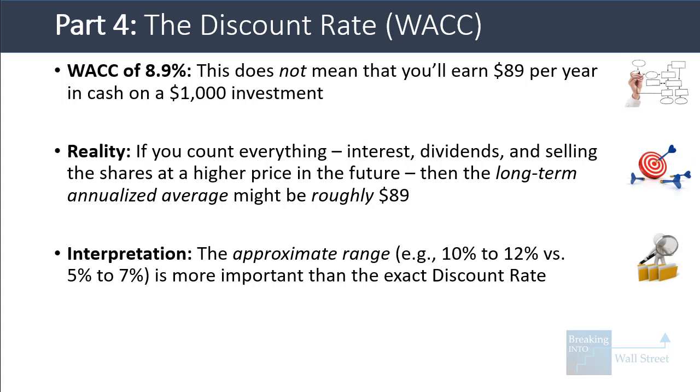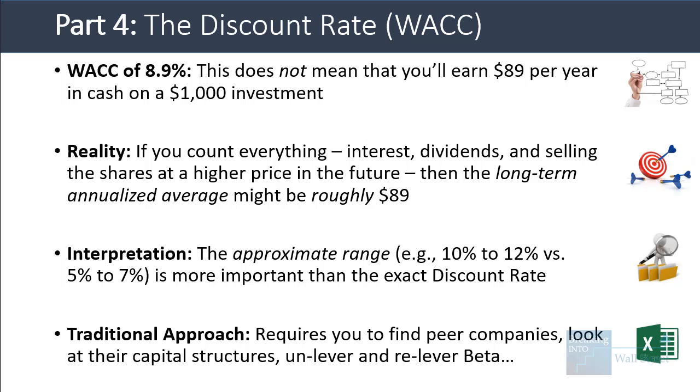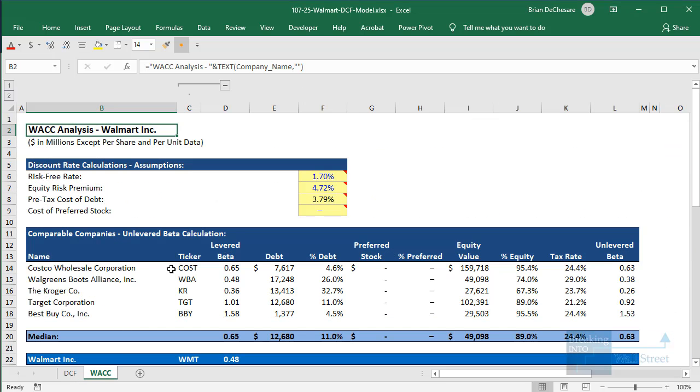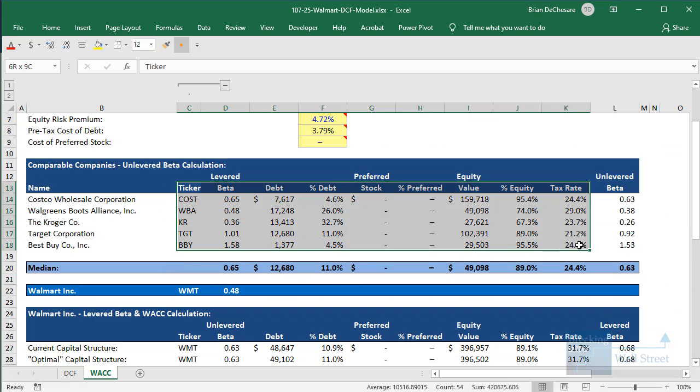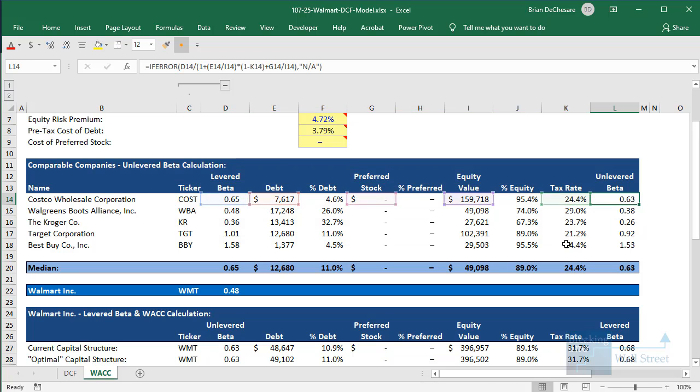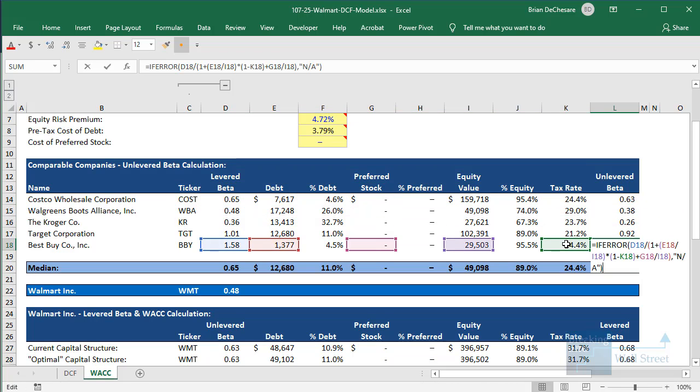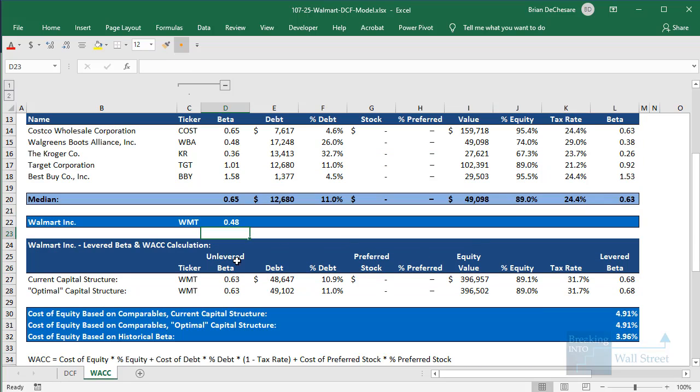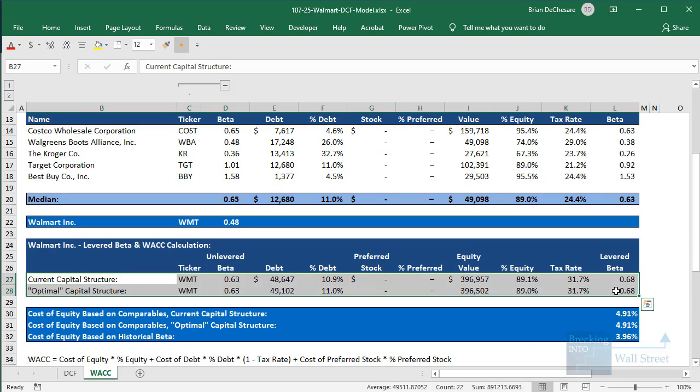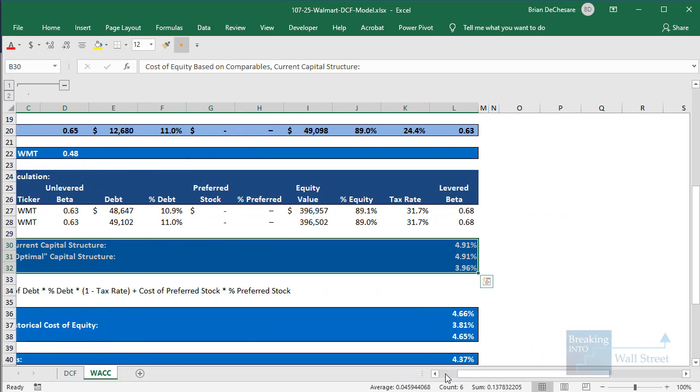The important thing to note with the discount rate is that the approximate range, so 10 to 12% versus 5 to 7%, is a lot more important than the exact rate that you choose to use. Now, the traditional approach is quite complicated because you have to find peer companies, look at their capital structures, and then unlever and relever beta. And we actually do that in this Walmart model. We look at these companies and we calculate the unlevered beta for each one of them based on a formula. And then we relever it based on Walmart's capital structure. And that gets us to Walmart's cost of equity.